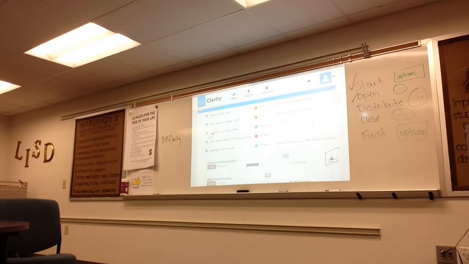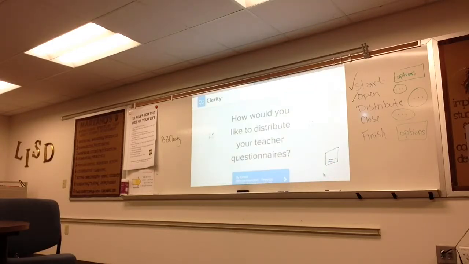Okay, so some of you already figured out when you clicked on your More button, you had a distribute option. So if I want to distribute teacher surveys, I'm going to click that More button on the teacher administrator survey, and I'm going to click distribute. It's going to give me 2 options. How do I want to distribute them?